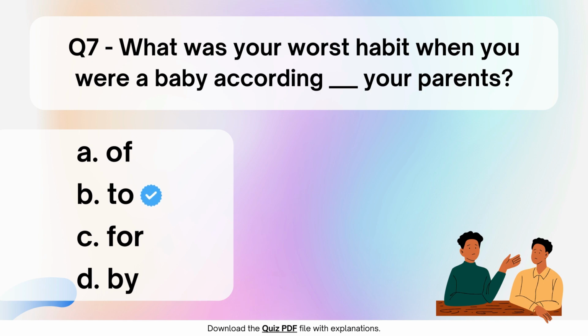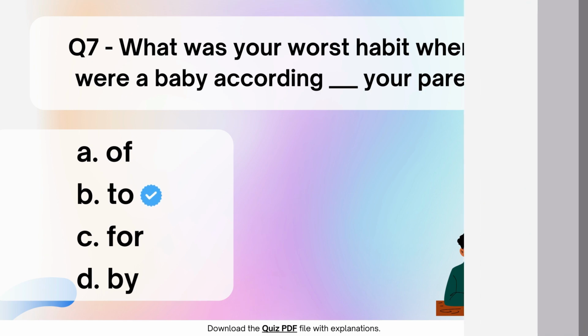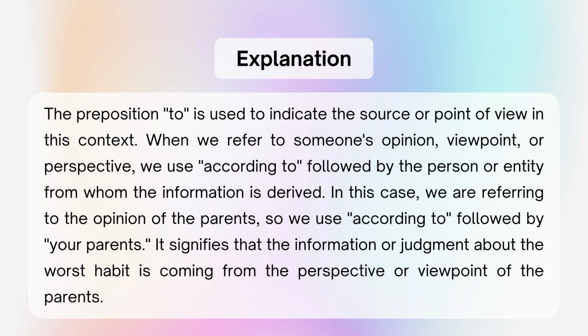What was your worst habit when you were a baby according to your parents? The preposition "to" is used to indicate the source or point of view in this context. When we refer to someone's opinion, viewpoint, or perspective, we use "according to," followed by the person or entity from whom the information is derived. In this case, we are referring to the opinion of the parents, so we use "according to," followed by "your parents." It signifies that the information or judgment about the worst habit is coming from the perspective or viewpoint of the parents.